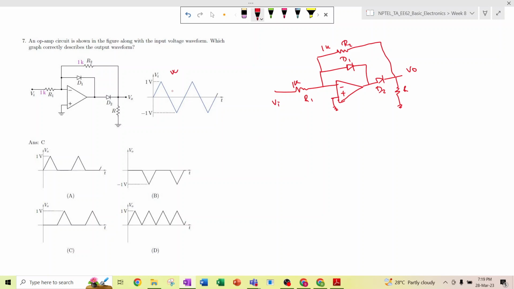Okay, yeah. So now this is the op-amp circuit shown in the figure. Given the input voltage waveform, which graph corresponds to the output waveform? So what is happening? See, case 1, what is happening in here? If Vi is greater than 0 volt, then what is happening?